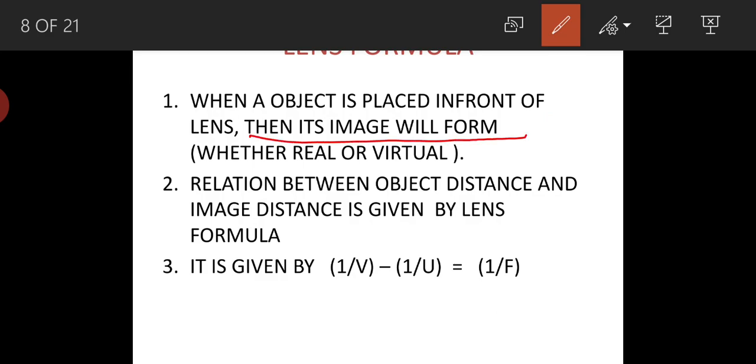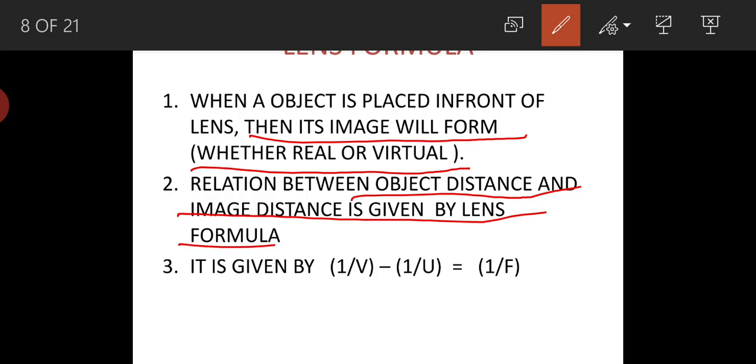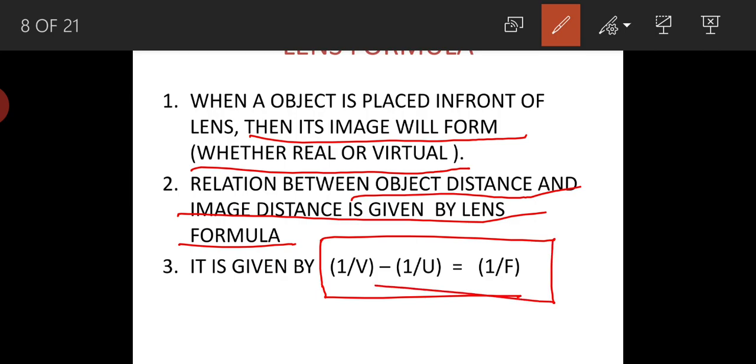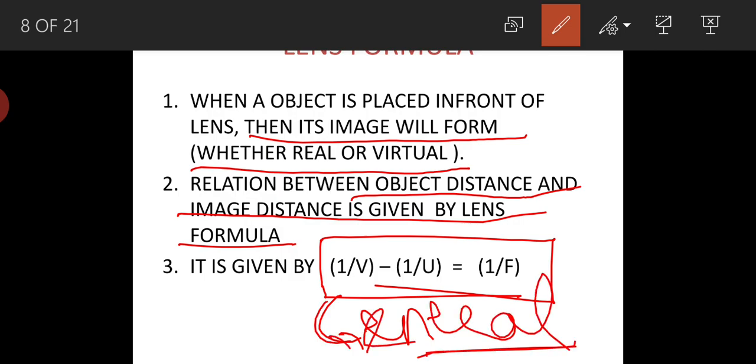We know that whenever we place an object in front of a lens, it will form an image, whether it may be a real image or a virtual image, depending on the type of lens and depending on the distance of the object from the lens. Now the relation between object distance and image distance is given by the lens formula, and it is given by 1 by v minus 1 by u is equal to 1 by f. So this is the general equation for the lens formula.